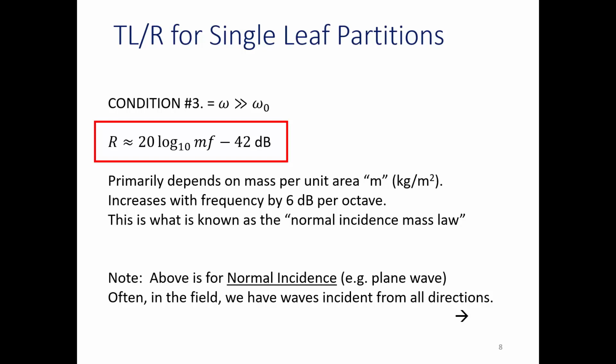This one increases with frequency by 6 decibels per octave, in theory. We'll talk about that a little more later. And this is what is known as the normal incidence mass law. We're going to look at this for field incidence as well, and in that case, it's called the mass law. It's so heavily dependent on mass that it's called the mass law.